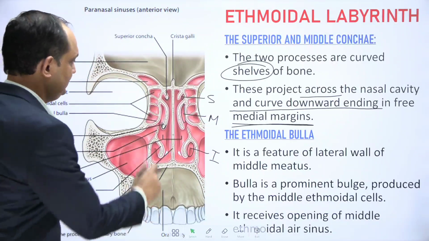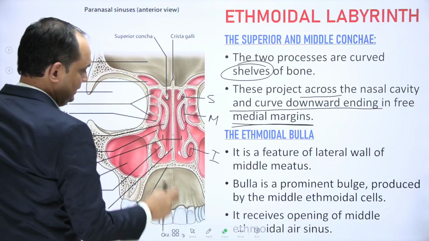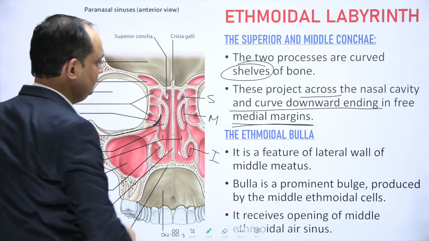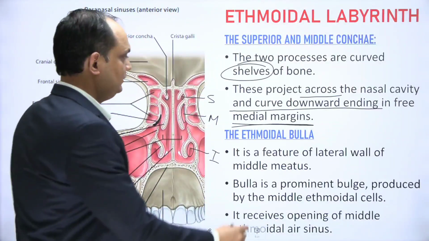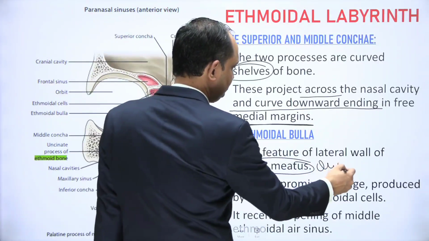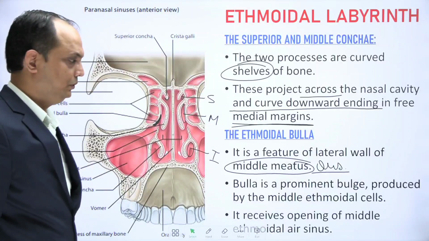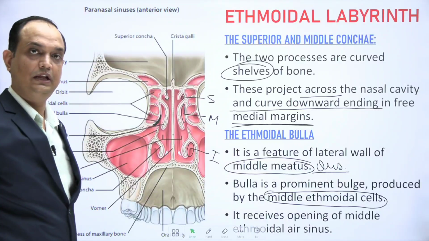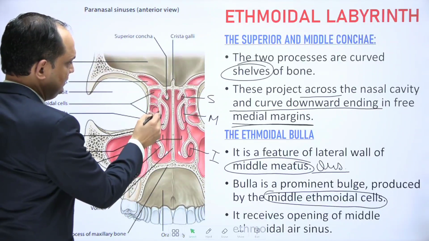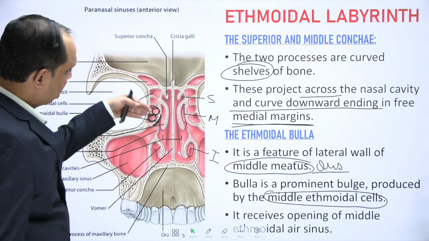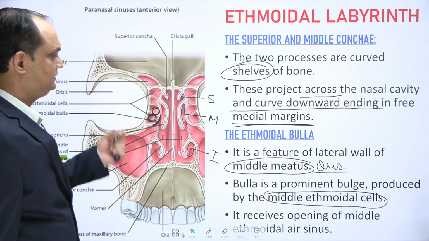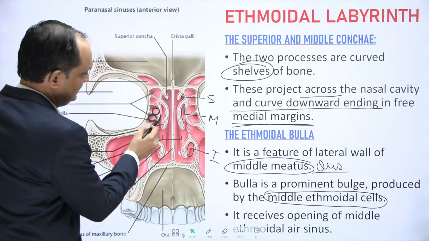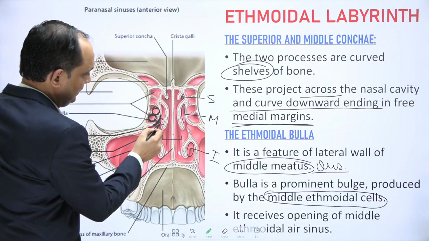Now when you see the middle meatus, in the middle meatus you will find a swelling. Where is the swelling? This is the swelling. This swelling, which is a feature of the middle meatus, is known as the ethmoidal bulla. So the ethmoidal bulla is first a feature of the lateral wall of the middle meatus. Now why is this swelling produced? This bulla is a prominent bulge produced by the underlying middle ethmoidal air cells or air sinus. This middle ethmoidal air sinus produces a bulging, and this bulging is known as the ethmoidal bulla. This bulla receives the opening of the middle ethmoidal air sinus. That means the sinus will open in the middle meatus on this bulla itself.